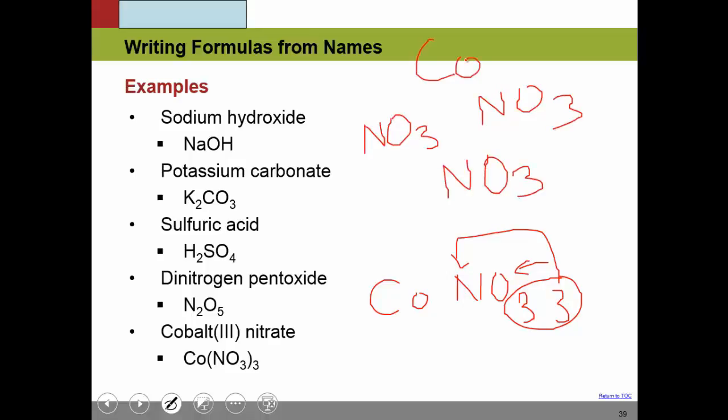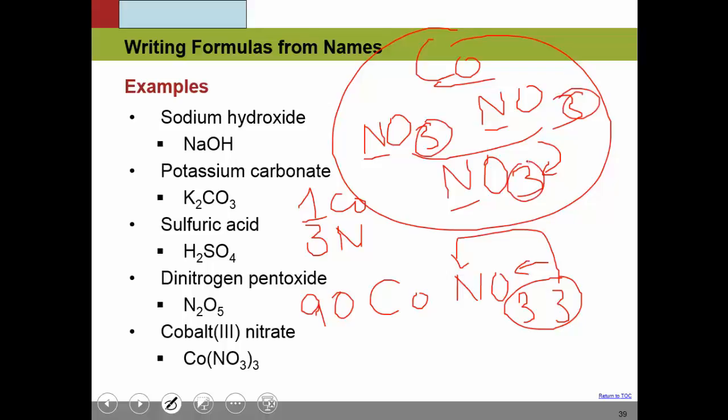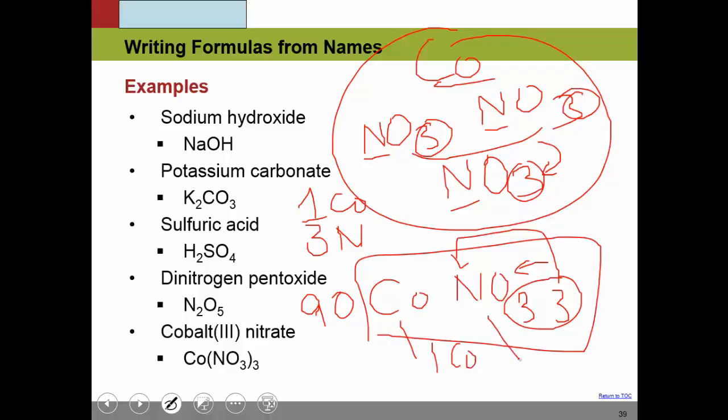Because right now, if we were to look at cobalt with 3 nitrate groups, there are a total of 3 nitrogens in this baby. There is 1 cobalt, and how many oxygens are in this compound? If you said 9, you're correct, because you have 3, 6, 9. That's different than this guy. This guy has 1 cobalt, 1 nitrogen, and 33 oxygens. So it matters if you have parentheses or not.